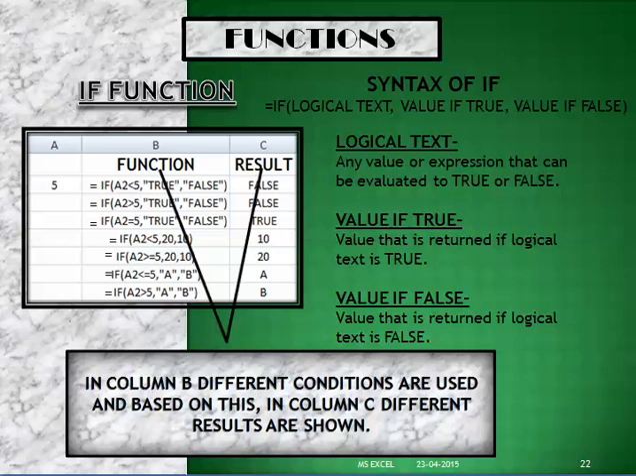Now consider the last example. If A2 is greater than 5, then the true condition is print A, and the false condition is print B. Clearly the condition is false, so the result is B.